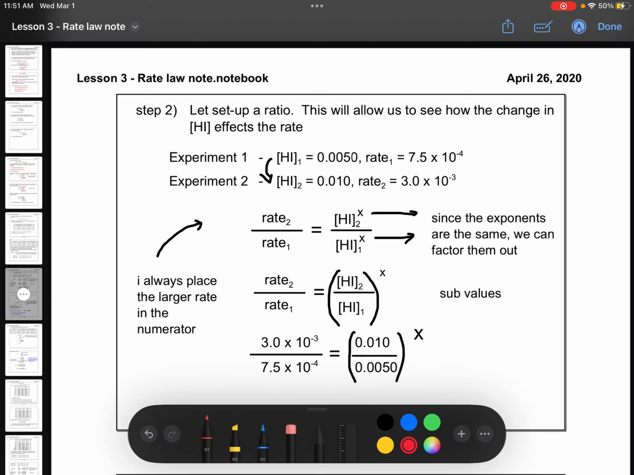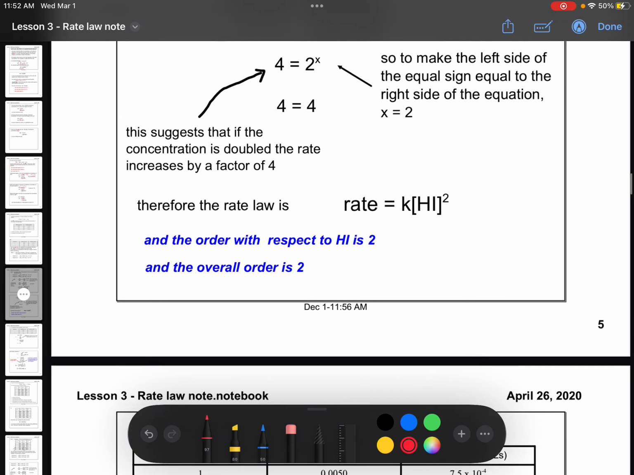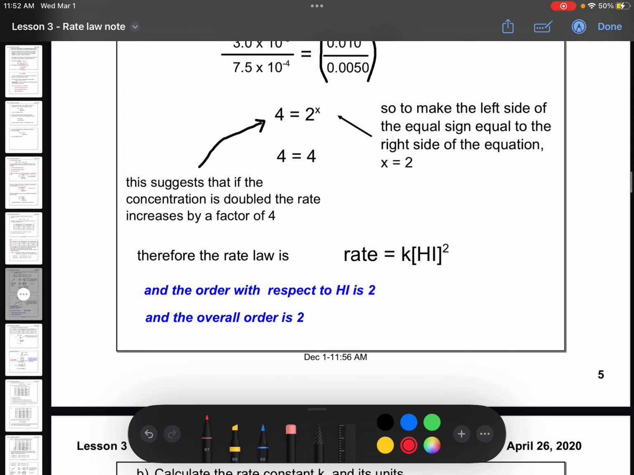Based off of this information, we sub our values in, and if we calculate it, we would get 4. This suggests that if the concentration is doubled, the rate increases by a factor of 4. And then this 2^x, what we're going to do is make the left side of the equation equal to the right side of the equation. So we're going to put x as 2, and therefore it's going to be equal to 4. So left side equals right side.